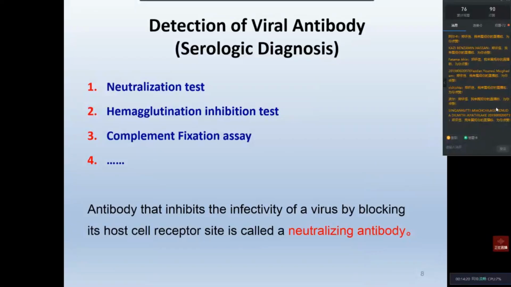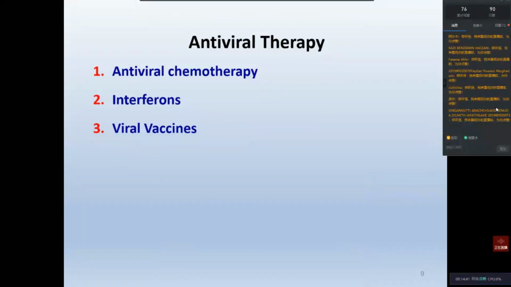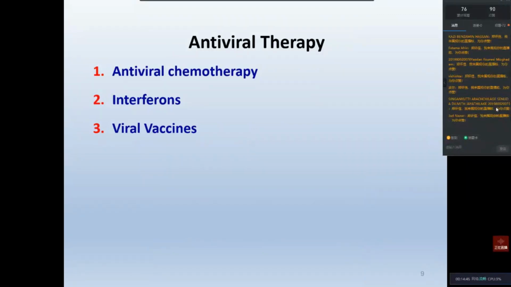So generally, the antiviral therapy is kind of limited right now. Even though there are some methods we can use, like antiviral chemotherapy, there is some chemical medicine you can give to your patient that can somehow inhibit the viral replication. Or we can also use interferons to inhibit viral infection.